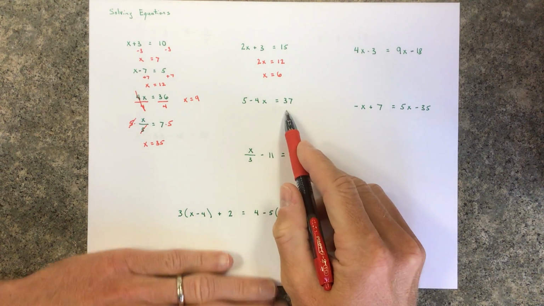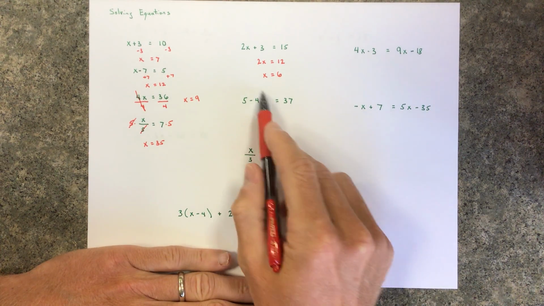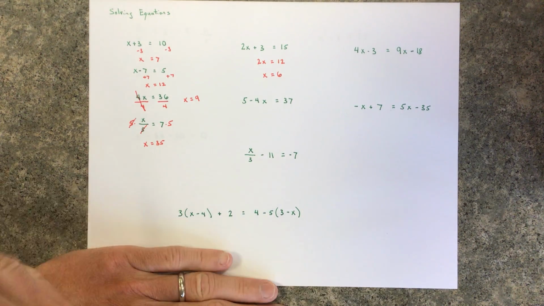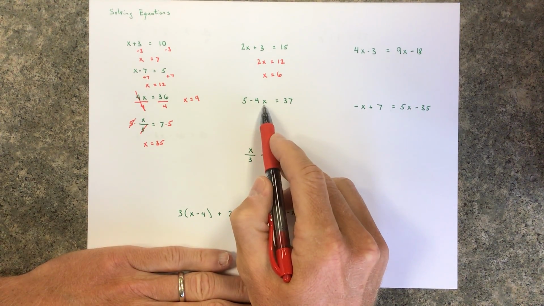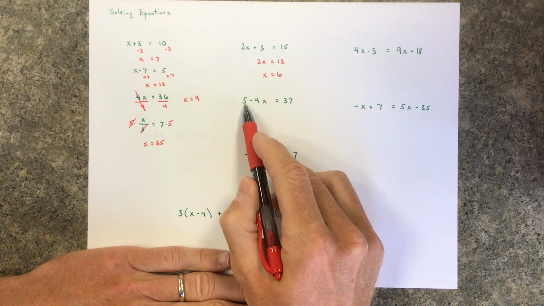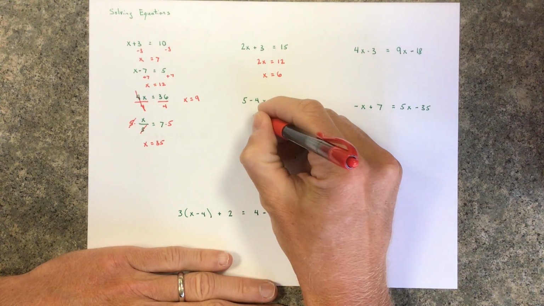Same thing down here. I'm going to subtract 5. Again, I'm going to work on the outside, the furthest thing from the x on this side of the equation. This negative 4 is multiplying by this x, but this 5 is chilling out here all by itself. So I'm going to subtract 5 from both sides.